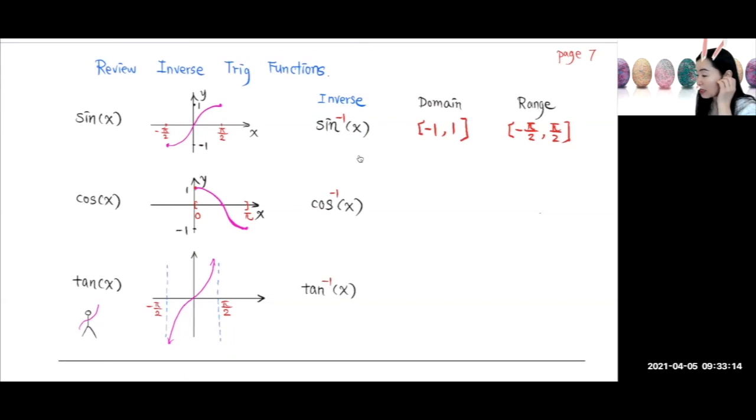For cosine, when we consider the domain to be all real numbers, it's not going to be 1-to-1. So we restrict the domain, make it smaller, and also want to have 0 in the domain. So I restrict the domain of cosine x from 0 to π. When we do it that way, cosine of x is 1-to-1 and also takes on every value in its range from -1 to 1.